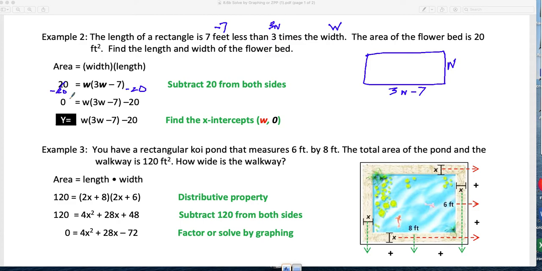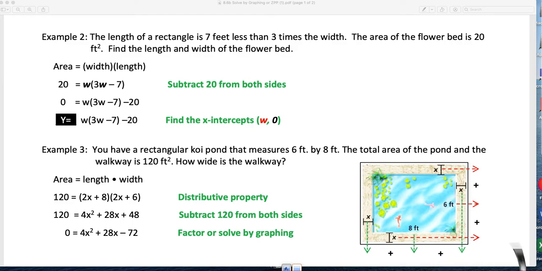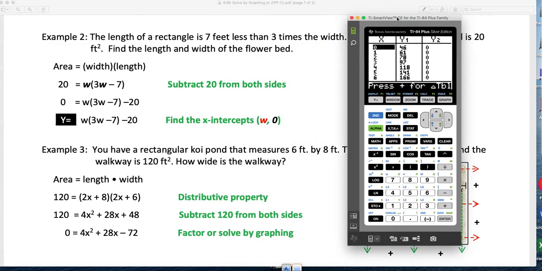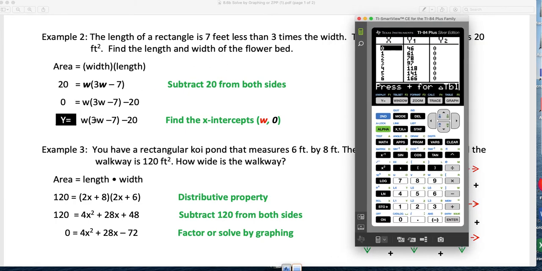And remember, I'm going to look for x-intercepts, so this 0 is really a y. So I'm going to go ahead and bring up my calculator, and we're going to find the x-intercepts for this thing. Okay, I'll put this off to the side so we can see it. There it goes.